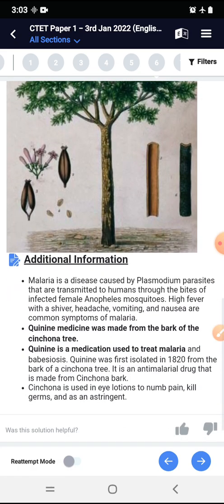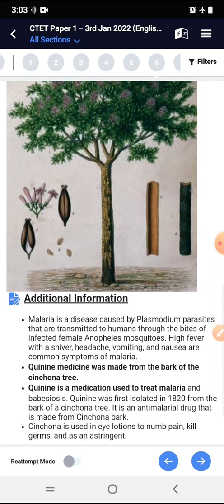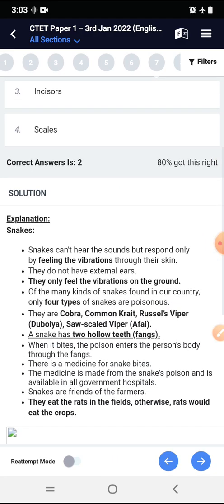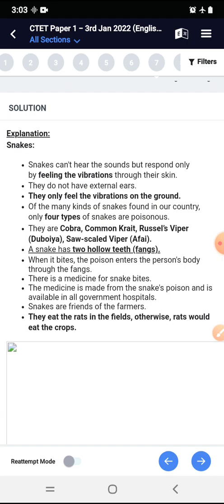Okay, this is the tree, and they will use the bark as a drug for malaria. Poisonous teeth of snakes are called fangs. Snakes can't hear sounds but respond only by feeling the vibrations through their skin. They do not have external ears. They only feel the vibrations on the ground.